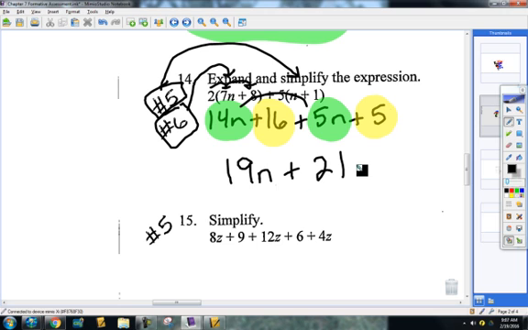By the way, just to make sure I'm clearing this up, would I also accept 21 plus 19n? Yep. Sure, because of the commutative property. Now, if it's subtraction, that changes the whole game. That's a little different.